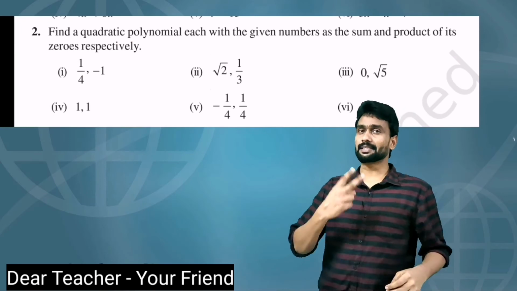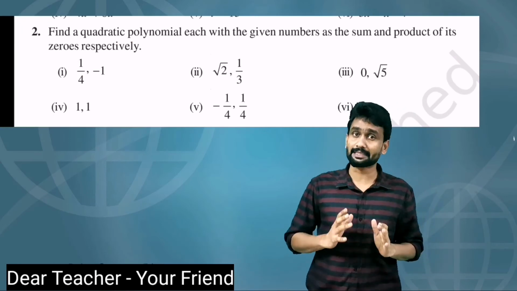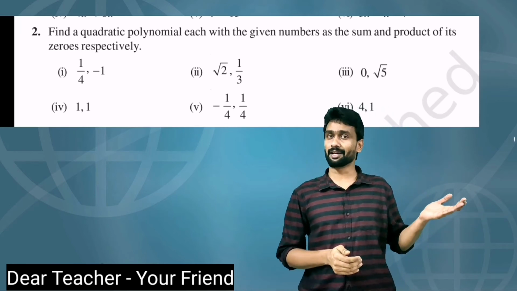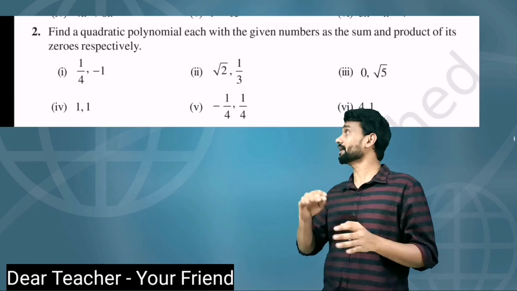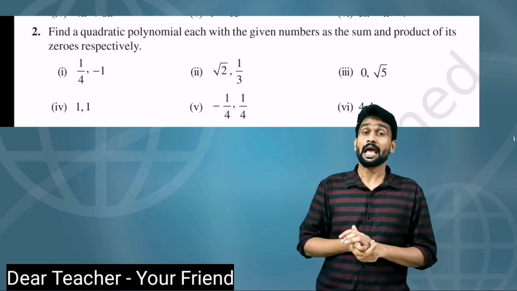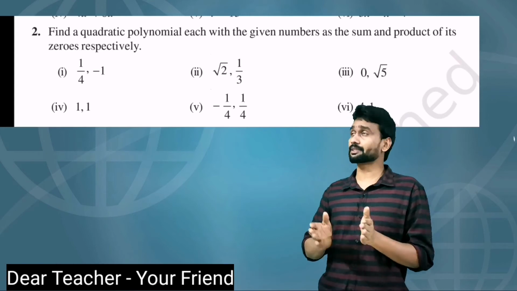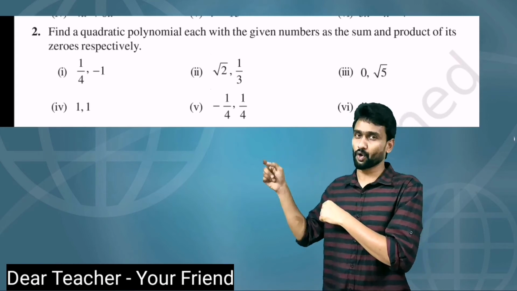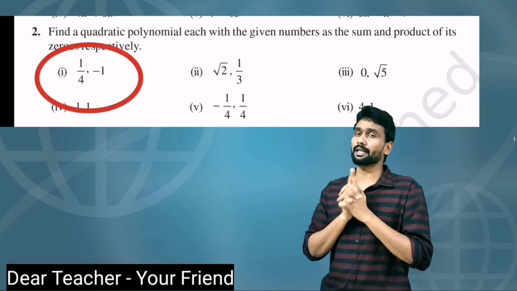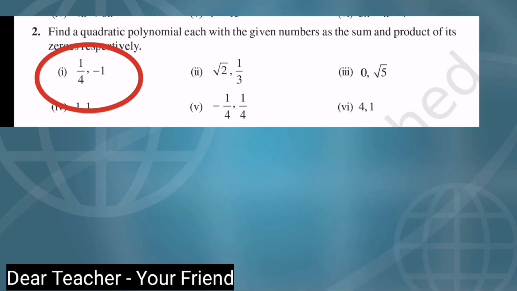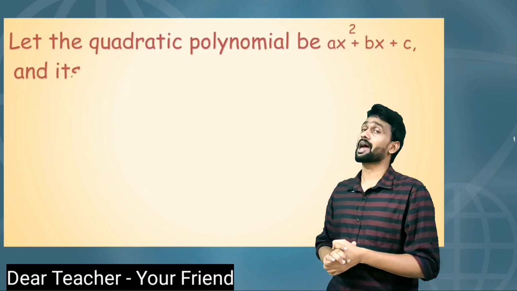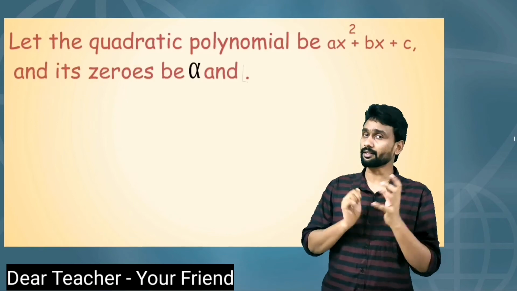Exercise number 2.2, second question. Suppose they give the sum of zeros and product of zeros, how can we find the quadratic equation? In the previous question we solved the quadratic equation they gave, and we converted it into the sum of zeros and product of zeros. That relation we found. Now from this sum of zeros and product of zeros, we need to go to the quadratic equation. It is very easy. The first question: sum of zeros is 1 by 4 and the product of zeros is minus 1. Let the quadratic polynomial be ax square plus bx plus c and the zeros be alpha and beta.